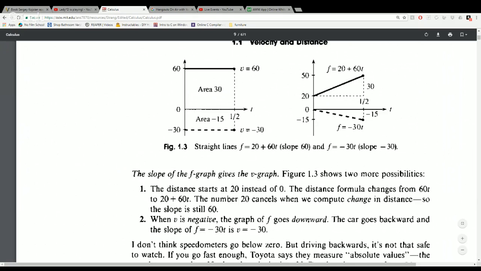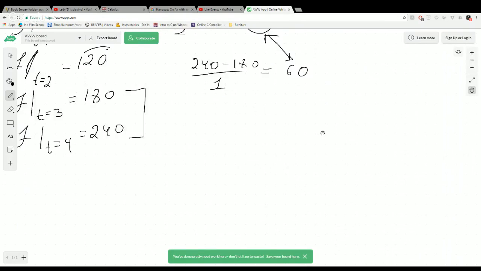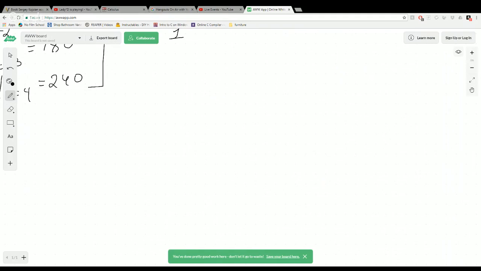The distance starts at 20 instead of 0. So we just established that. The distance formula changes from 60t to 20 plus 60t. Okay, that we also established. The number 20 cancels when you compute change in distance. So the slope is still 60. How does that work? Okay, when you compute change in distance, so suppose I now have this function.